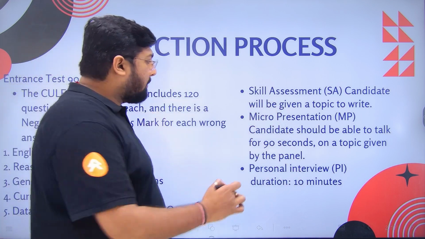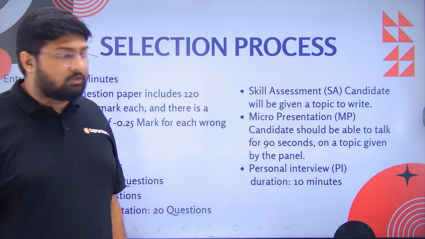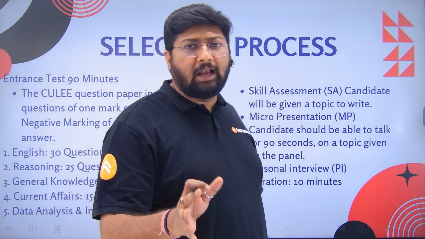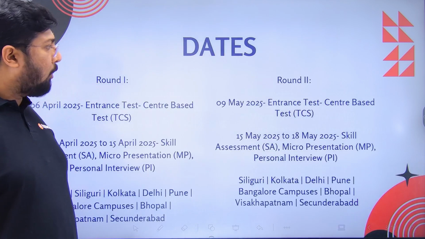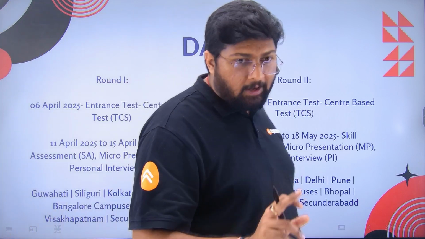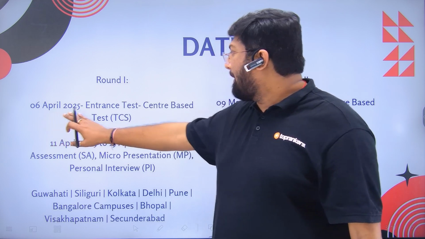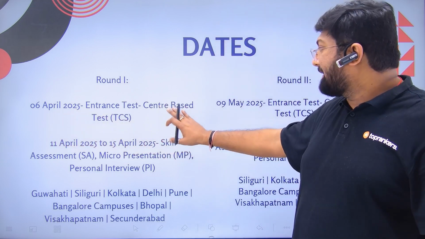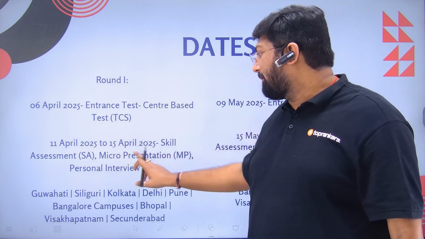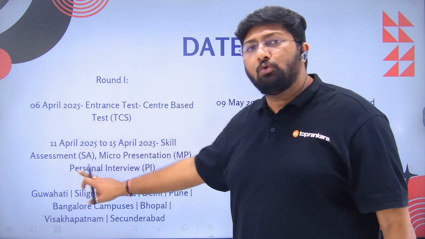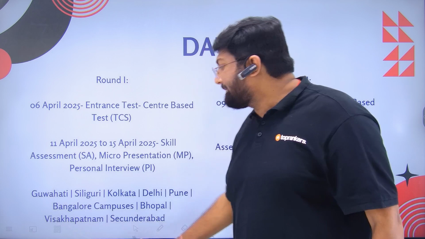The micro presentation will be followed by a personal interview. There will be a personal interview of around 10-12 minutes where they will ask live questions and answers to you. And all of this is happening at centers. You'll have to select a center. Round one, the written test, is happening on 6th of April. This is going to be a center-based test. From 11th to 15th of April will happen skill assessment, micro presentation, and personal interview. You can choose based upon your availability as well as availability of the slots in these centers.